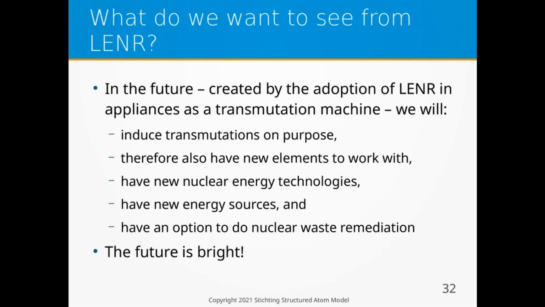So what it could achieve is induce transmutations on purpose in a controlled fashion, therefore also have new elements to work with, such as valuable isotopes, or create new nuclear energy technologies with fusion, find new energy sources, fission of stable elements, or natural decay of artificially created isotopes, and solve the problem of nuclear waste remediation.